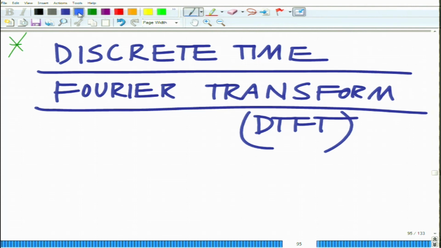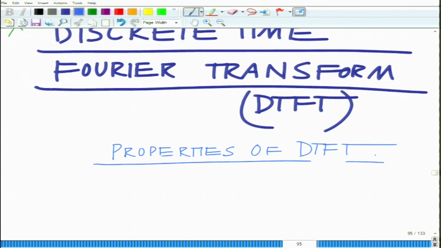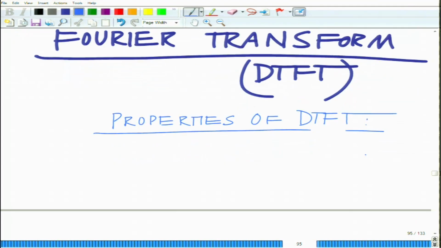All right. So, now let us look at the properties of the DTFT. We have looked at the DTFT of a unit step signal. Let us continue our discussion with the properties of the DTFT of any aperiodic signal x[n]. Now, one of the most fundamental properties of the DTFT is that the DTFT is periodic.